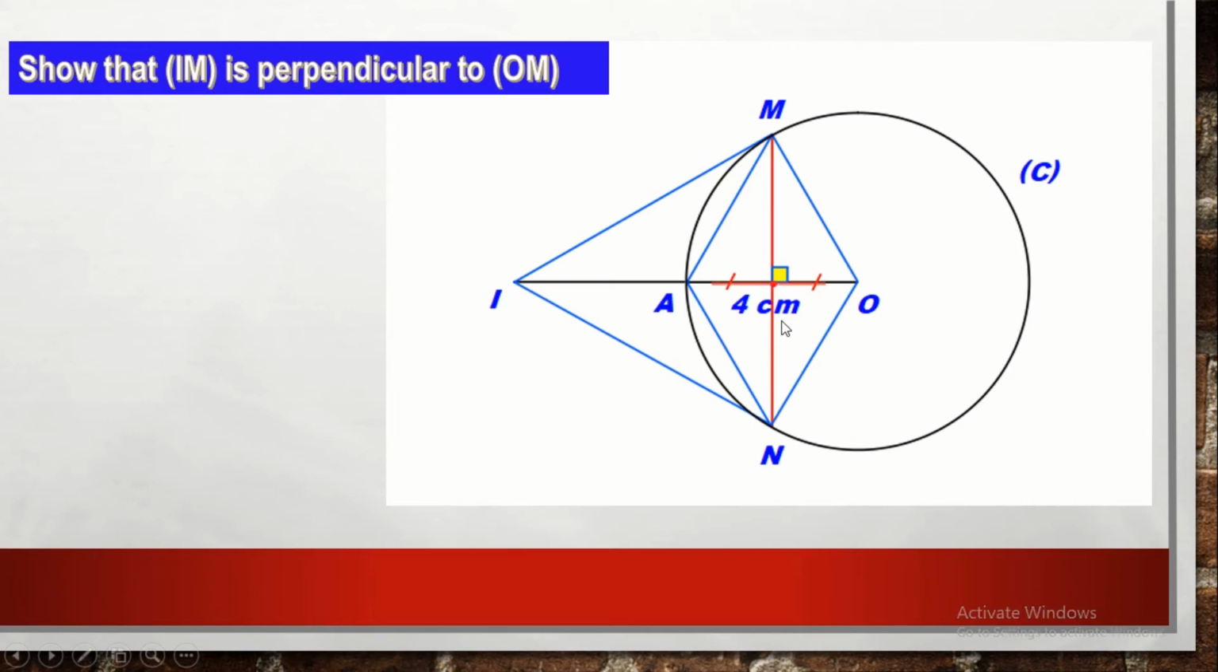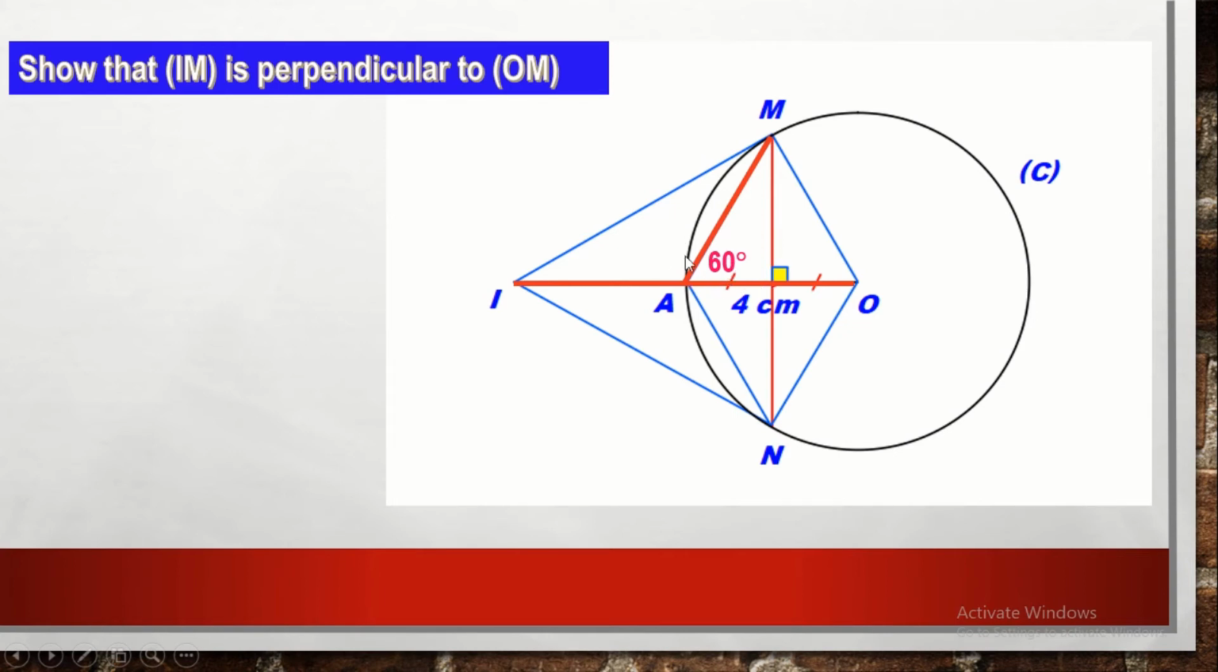Now, can't we say that OA equals AI by symmetry? Something else, we have AM is equal to AO. Didn't we prove that triangle OMA is equilateral? Well, now can't we deduce that AM is equal to AI? So this triangle is isosceles. Why are we proving it? We have just proved that this angle is 60 degrees.